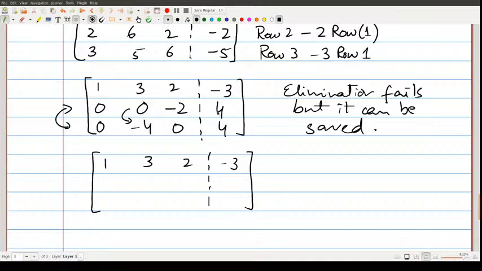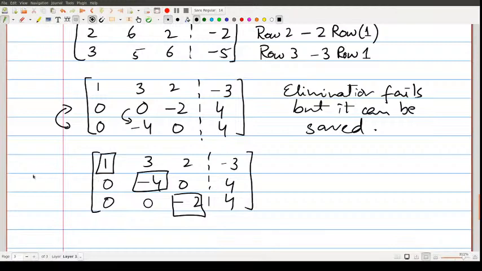So I switch. Now notice that I have to keep the right hand sides, I have to switch the entire row, I can't switch just these values. So this is 0, minus 4, 0, and this 4 comes over here, and then you have 0, 0, minus 2, and 4. And now you see that we have a nice little system over here again, where elimination has been saved. There are still 3 pivots. And now I can solve my system.